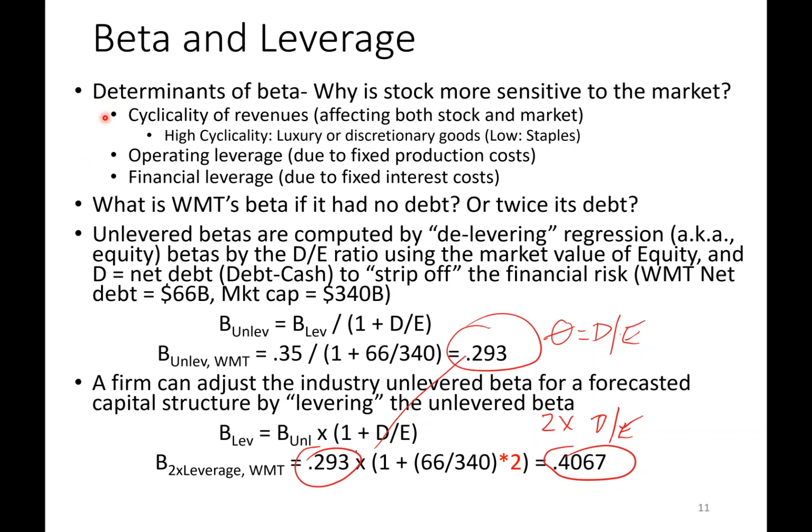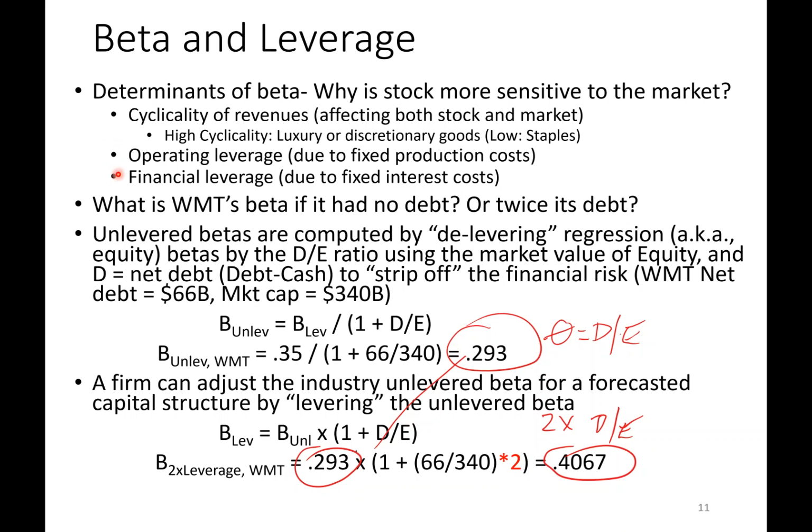You have cyclicality of your revenues, and it relates to whether you're a luxury or discretionary goods seller or maybe a consumer staple seller. Another reason might be operating leverage. Say you produce your goods in such a way that you have lots of fixed costs. If you sell a lot more, your unit costs are going to fall and you're going to get a lot more profitable. If times go badly, your fixed costs are still there and you're going to do really poorly. So firms that have high operating leverage, using a lot of fixed cost in production, are going to have a higher beta. And the last one is financial leverage.